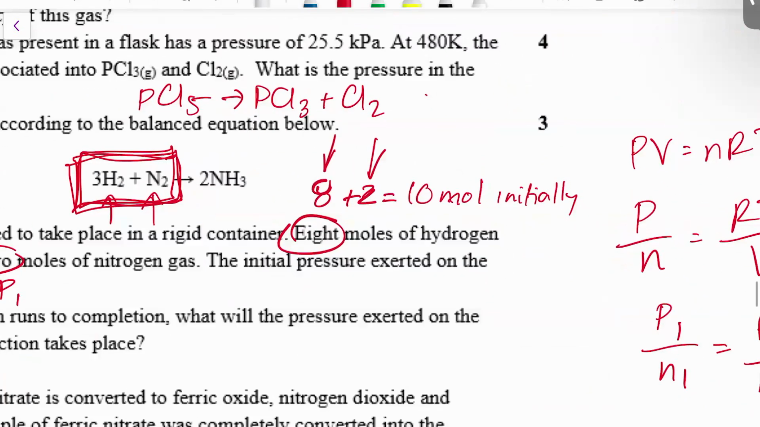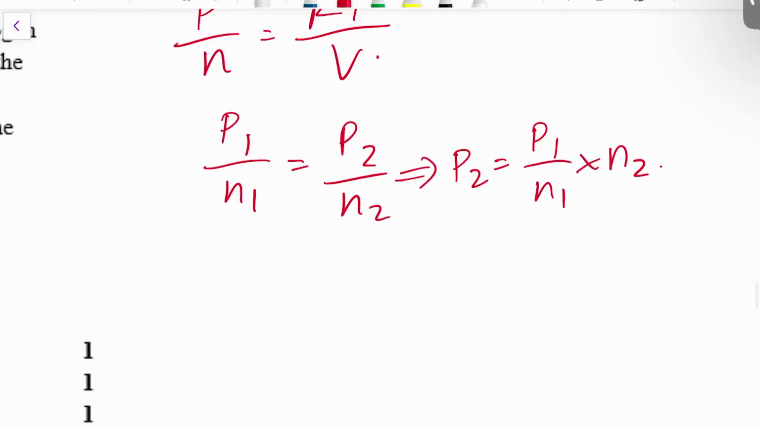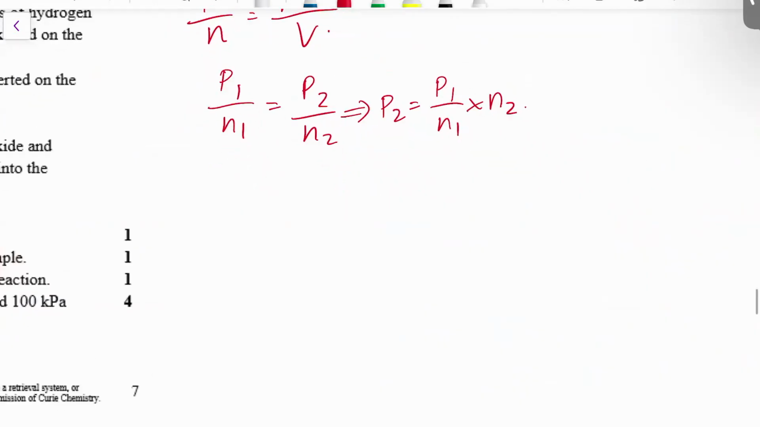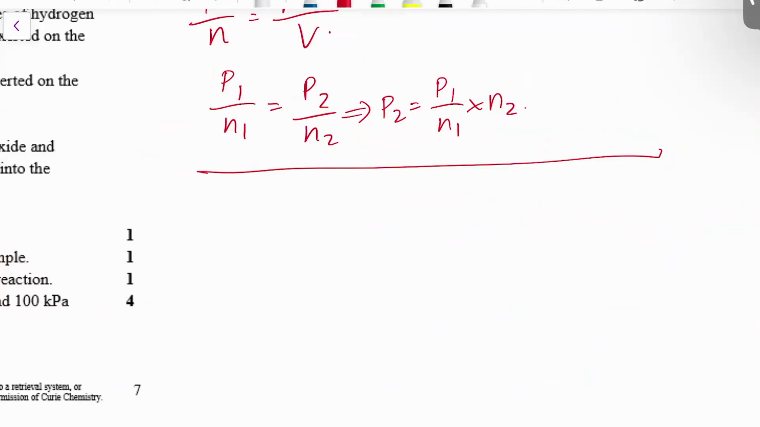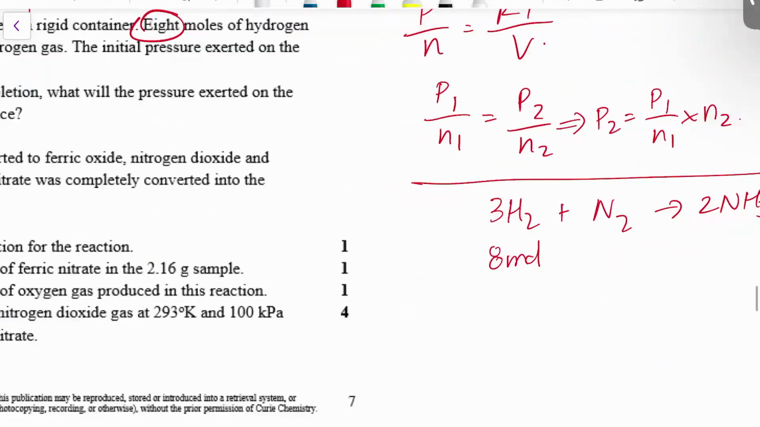So this is how much they added at the start. Let's make a note of that carefully. This is N1. And then N2, we have to figure out what's left over. So now I don't have enough information to fill this out. I've got P1, I've got N1, I need to look for N2. So here we have to do your stoichiometric ratio work. 3H2 plus N2 turns into 2NH3. So it was 8 moles hydrogen, and they said 2 moles nitrogen.